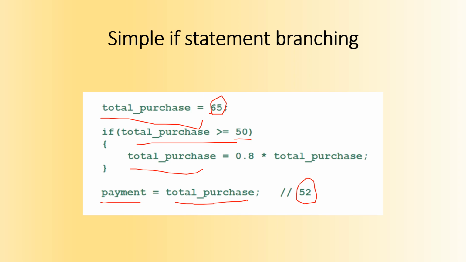But in case this condition is not true, let's say you made a purchase of only $30, which is less than $50, then we don't make this adjustment. We make payment of whatever the total purchase is. So this is how you will implement this payment system in a programming language.